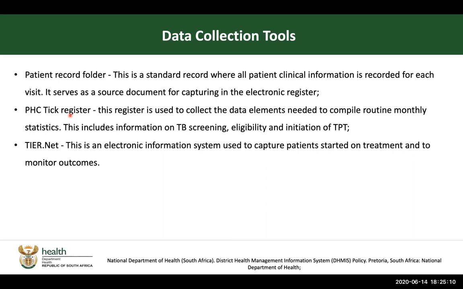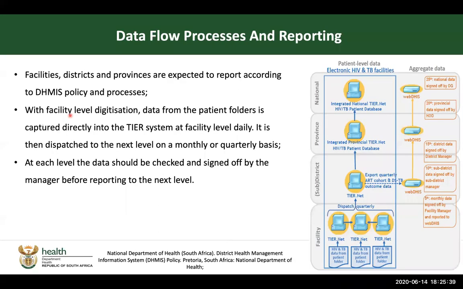We know that the HIV information system and TB information system are now integrated into one platform, tire.net. And we believe that the information about TB screening, eligibility, and initiation should be captured on that system so that we are able to track cohorts of patients until they complete, when they are transferred in, transferred out, and so on. So this is going to be very valuable, right?